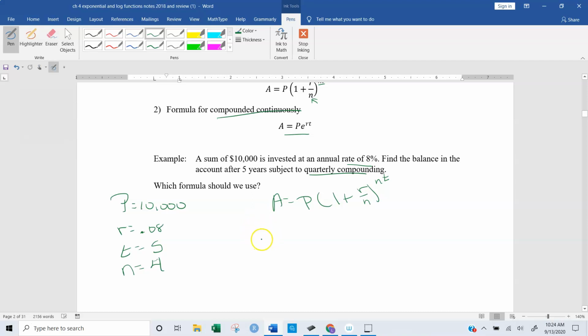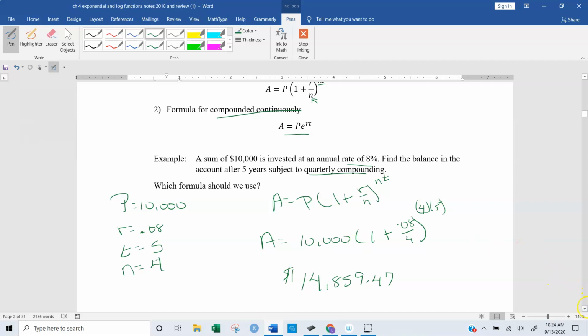Now we just plug in our numbers. So A is equal to 10,000 times (1 plus 0.08 over 4) to the 4 times 5 power. Type that into your calculator, and you should have gotten $14,859.47, because it's money. You better have your cents on there, right?